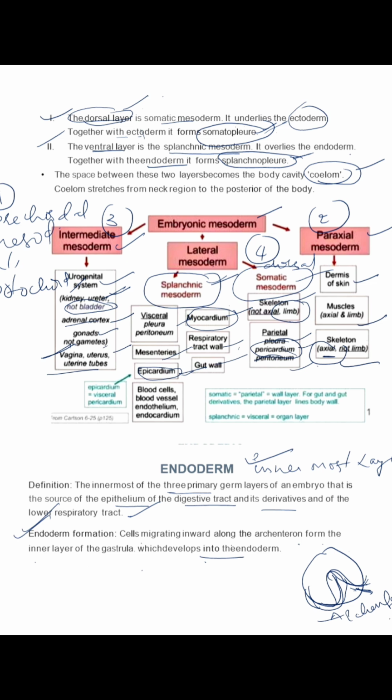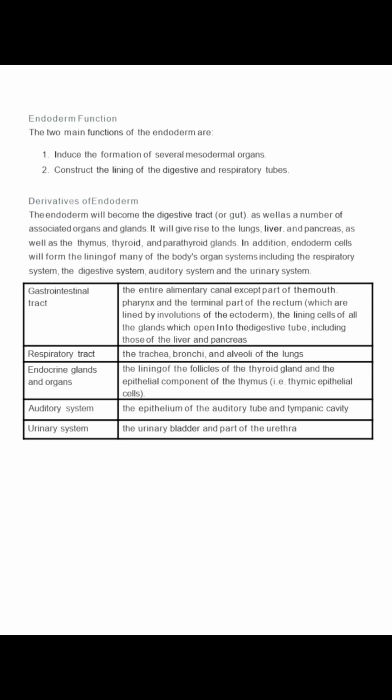Okay. Now we'll see about the functions of the endoderm. The two main functions of the endoderm are to induce the formation of several mesodermal organs and to construct the lining of the digestive and the respiratory tracts. So whenever we study about the digestive and the respiratory tract, we study about the epithelial lining. That is nothing but they originate from the endoderm. Okay, so then what are the derivatives here?